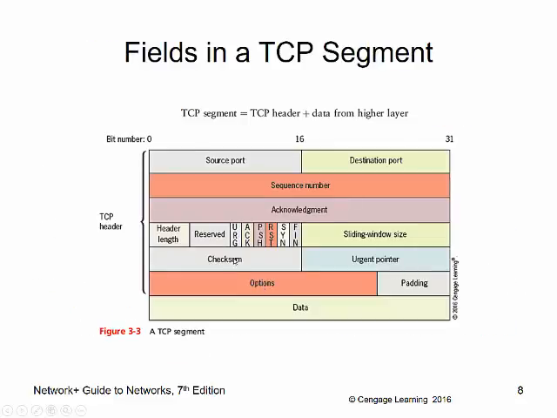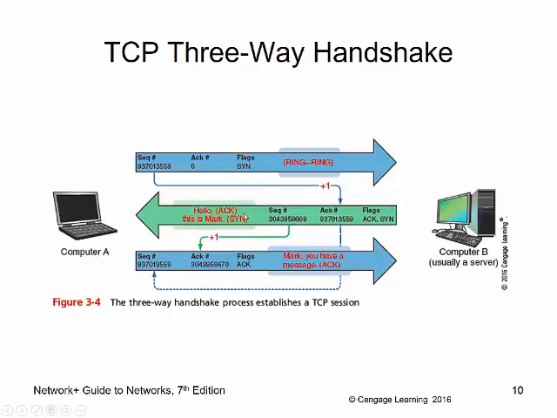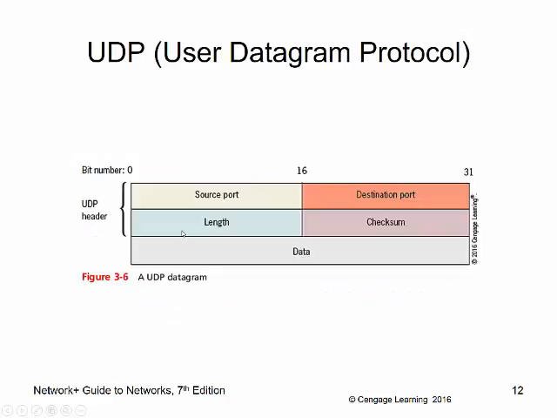Look how much more information was in TCP with this connection-orientated, reliable delivery method, right? Source port, sequence number, acknowledgement, all that kind of stuff. And under UDP, source, destination, checksum, and there's your data.